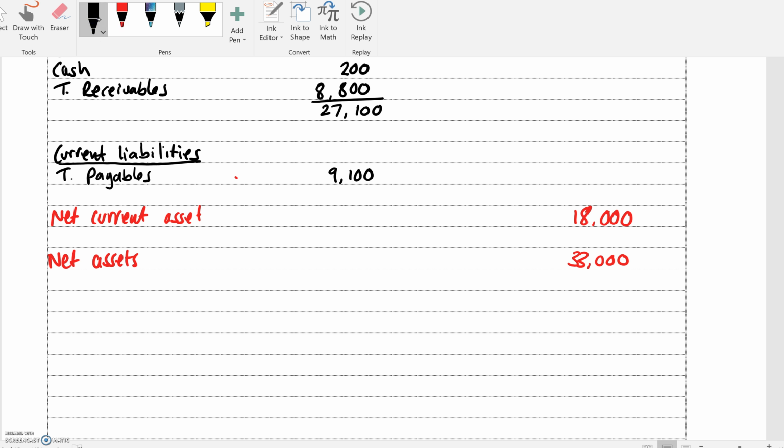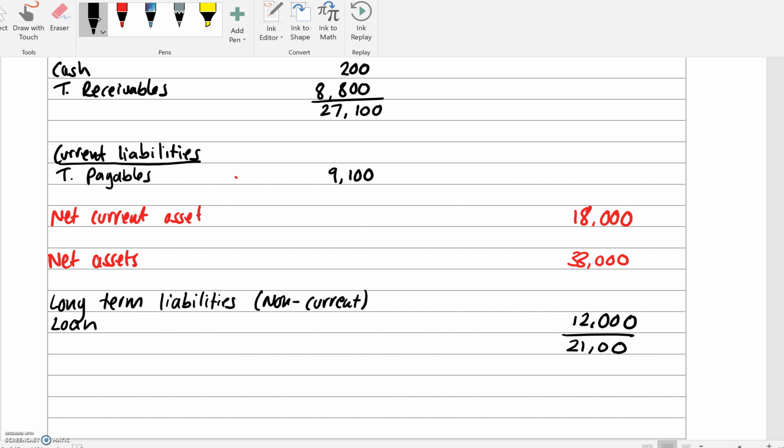We also need to put here the long-term liabilities. These are now actually called non-current liabilities. In this time you have a loan for the value of £12,000. You take away the loan from your net assets, you would end up with a value of the business of £21,000. So 33 take away 12 equals 21,000.